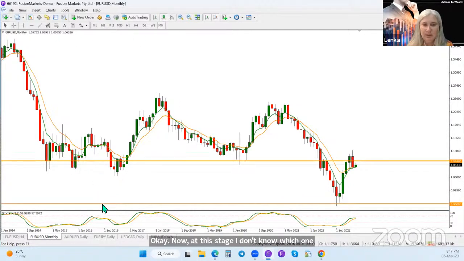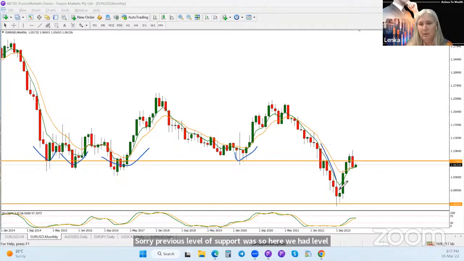So here we go. This is the monthly chart on Euro USD, and here I'm looking at going still with the trend, also testing from underneath where the previous level of support was. So here we had level of support, support, support. We broke through, and now we're retesting that area. So if we have that price action going back in the opposite direction with the retest, then that is retesting, and that will become a level of resistance.